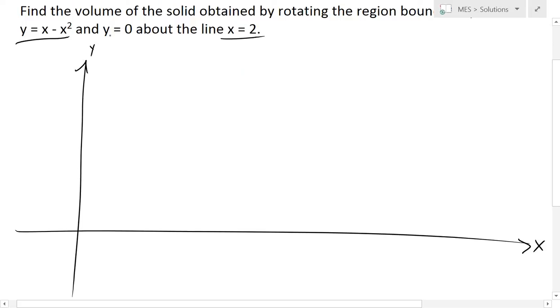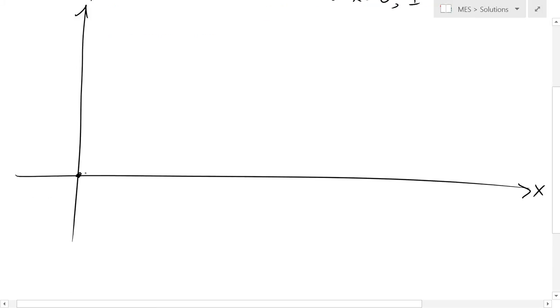And if we solve for the zeros, at 0 equals x minus x squared, this is true when x is either 0 or when we plug in 1 here. So 1 minus 1, that's just 0. So the zeros are right here and 1 right here.